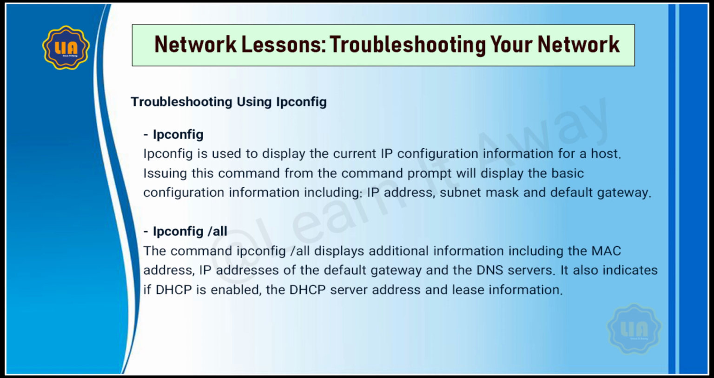Ipconfig is used to display the current IP configuration information for a host. Issuing this command from the command prompt will display the basic configuration information including IP address, subnet mask and default gateway. Ipconfig /all. The command ipconfig /all displays additional information including the MAC address, IP addresses of the default gateway and the DNS servers. It also indicates if DHCP is enabled, the DHCP server address and lease information.